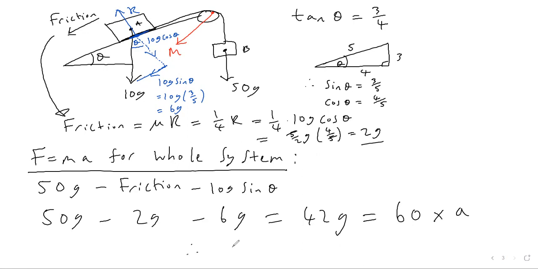So we know that the system is accelerating with an acceleration of 42g over 60 in this downwards direction there. So that's our acceleration. So 42 over 60g. If I just get my calculator to simplify that, 42 over 60 times by 9.8, so we've got an acceleration of 6.86 meters per second squared.